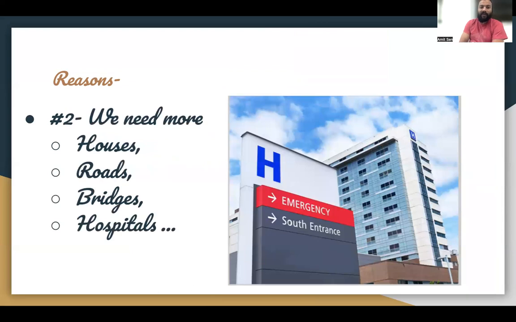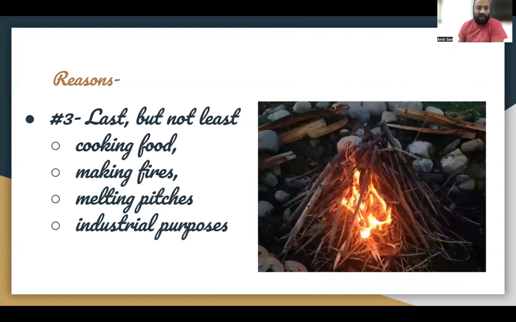Also, number two is not only just houses, we need more roads, bridges, hospitals. All of this construction takes time and effort to make, and forests are cut down because of this also. And last but not least, there are many other things that we do day to day that we don't even think about, which require cutting down forests.